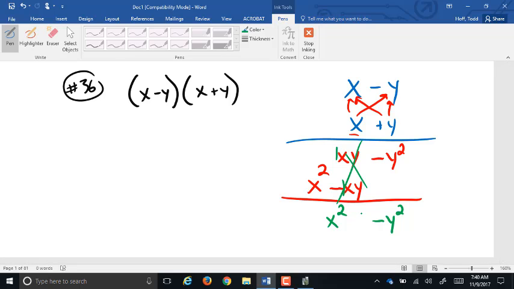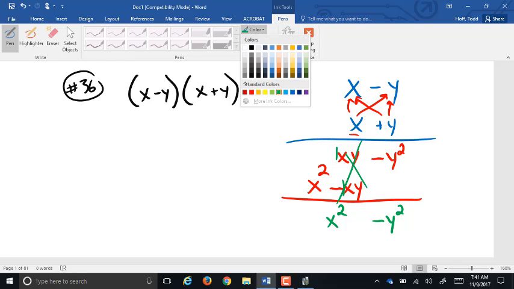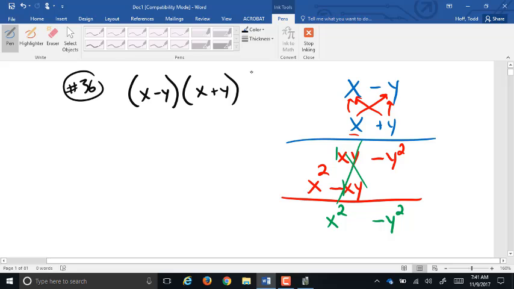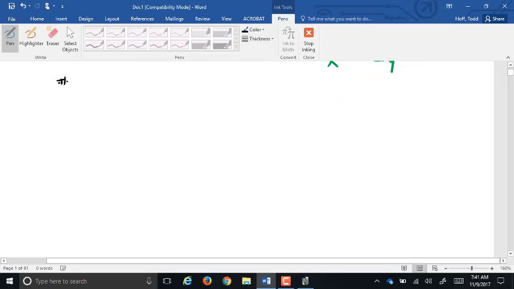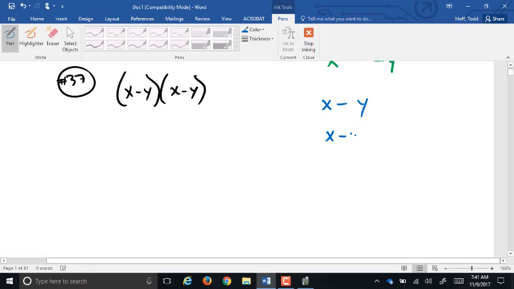Any others you want to see? Number 37, that'll look the same as 35 pretty much. X minus y, x minus y. So negative y times negative y is a positive y squared.